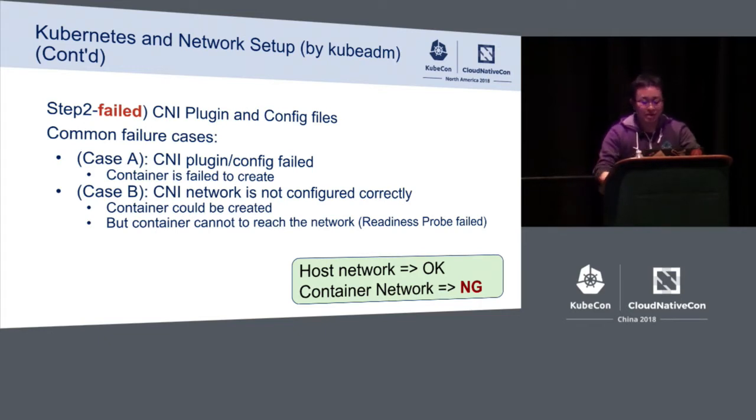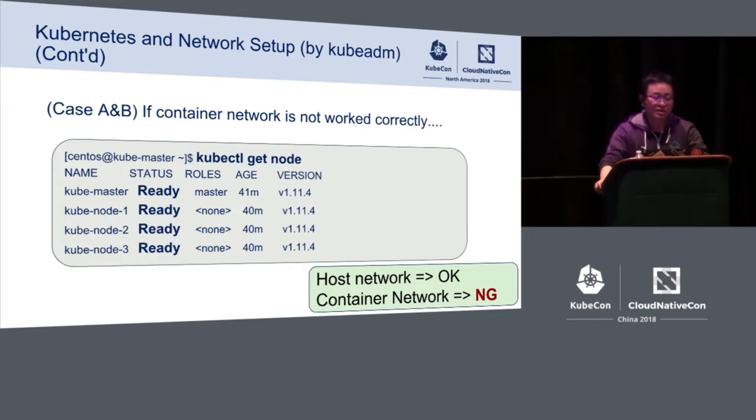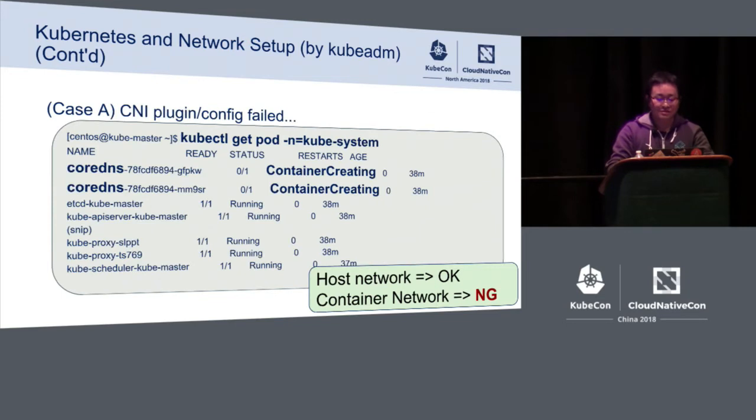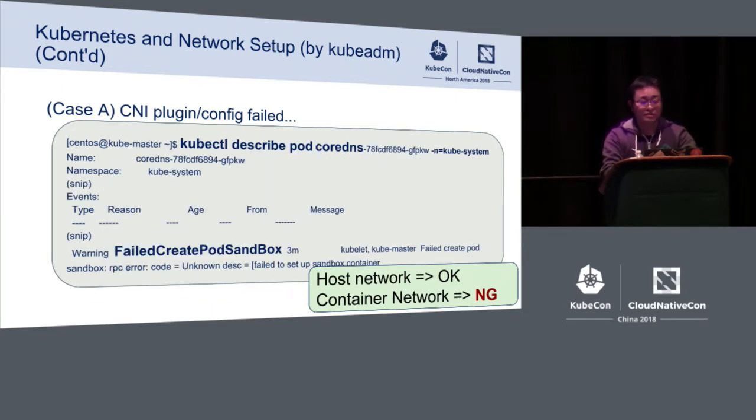it also fails. So I'd like to show how we identify which case is yours. In both cases, kubectl get node is the same, Ready, so we cannot identify which case it is. But we can see the pods with kubectl get pod. In case A, if the CNI configuration is invalid, at that time we can see the ContainerCreating state in the pod list, and also the FailedCreatePodSandBox reason in the describe.